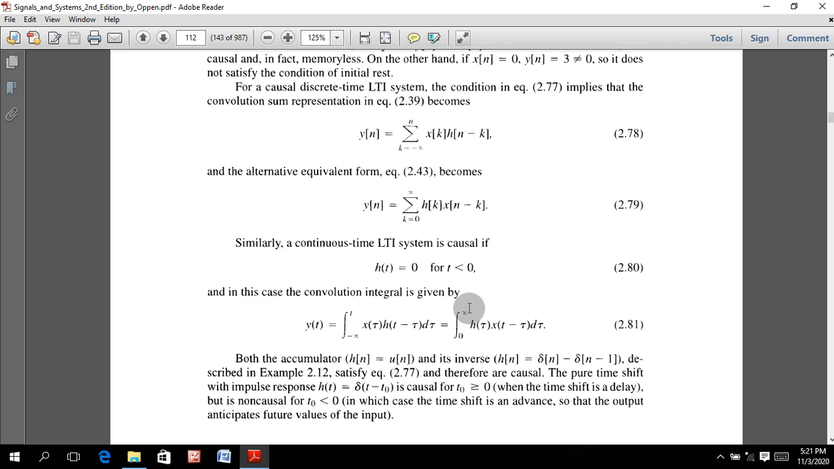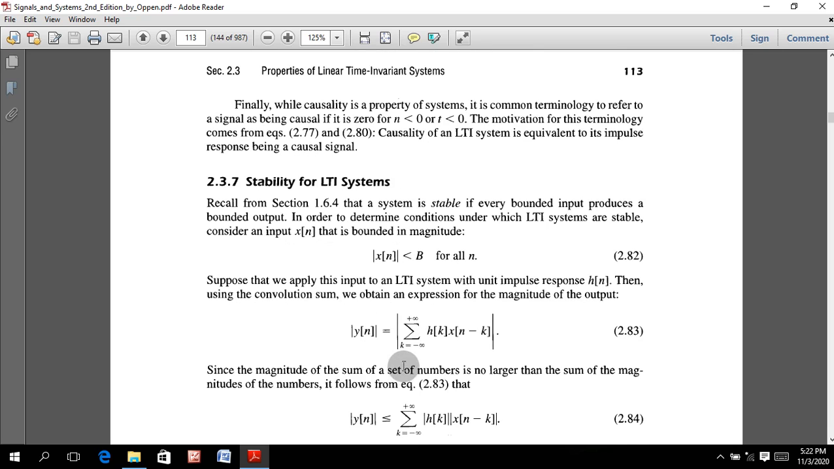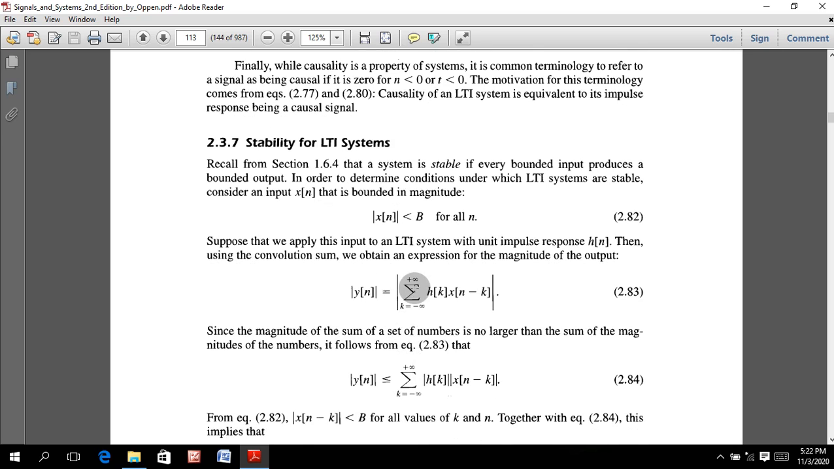When we get a summation where negative values are invoked, the signal value will be 0, or you can say that no non-zero element will be found. So the causality of an LTI system is equivalent to its impulse response being a causal signal.